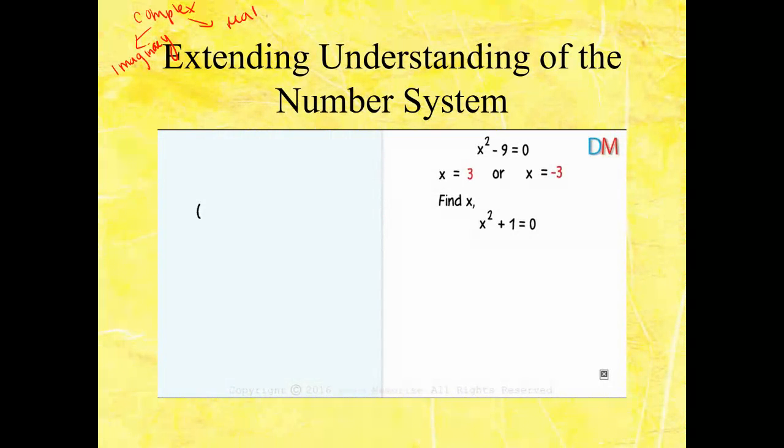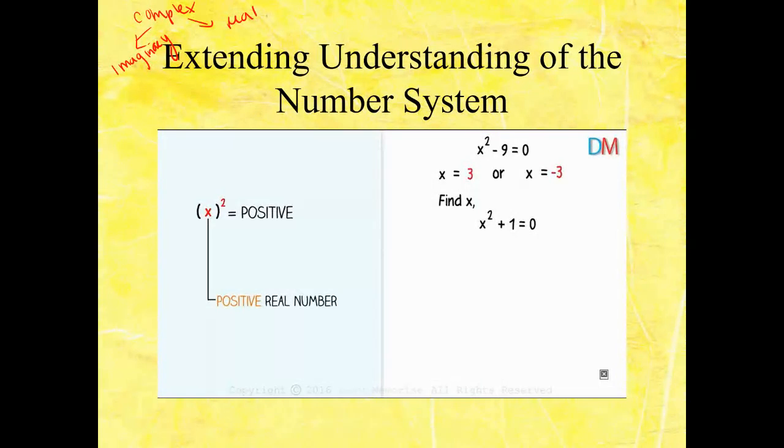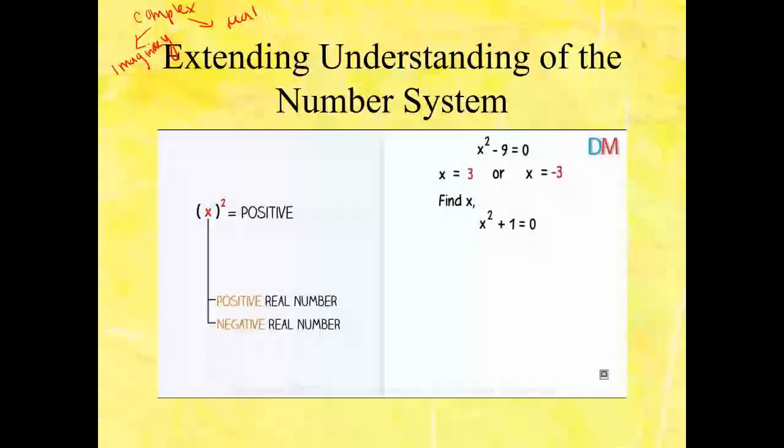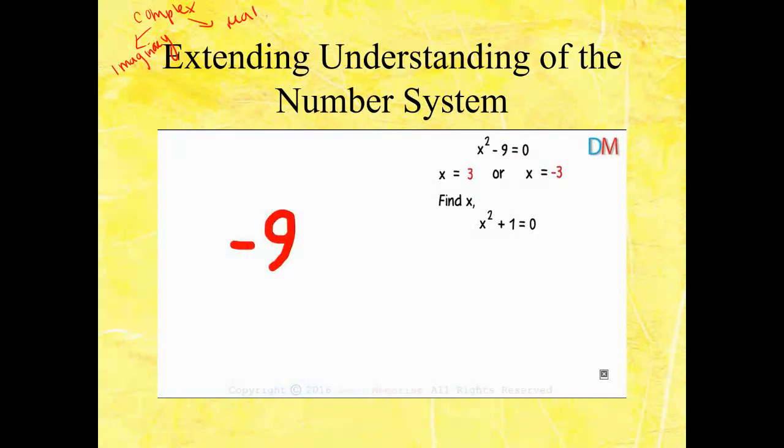Whenever we considered the square of a number, say x, the result was always positive, whether the number x was a positive real number or a negative one. We always got a positive result. And we had learned that a negative number did not have a square root. So if we had a number like -9, we said that its square root did not exist.